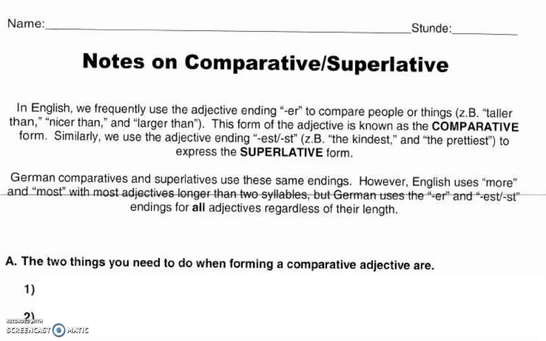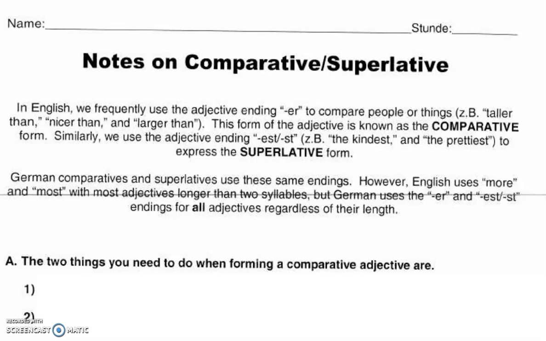Similarly, we use the adjective ending -est or -st, like the kindest, the prettiest, to express the superlative form in English. German comparatives and superlatives use these same endings. However, English uses more and most with adjectives longer than 2 syllables, but German continues to use the -er and -est or -st endings for all adjectives regardless of their length. We have a few steps for figuring out how to form the comparative and superlative adjectives in German. So we're going to go over these steps now.